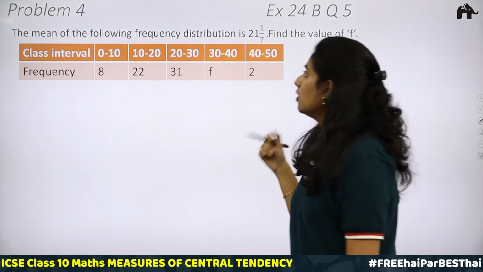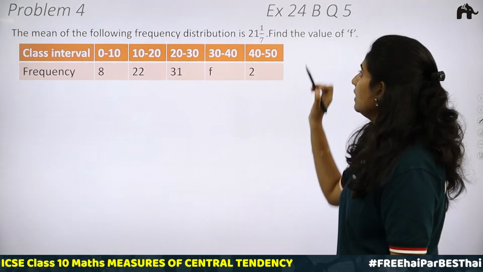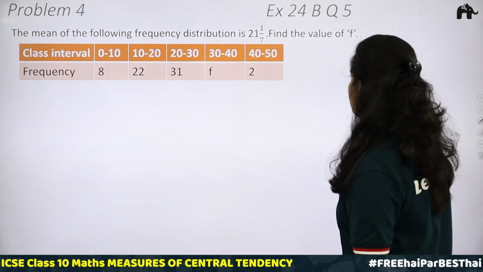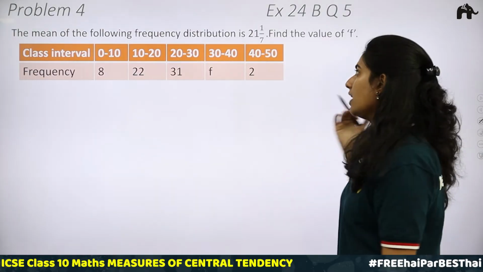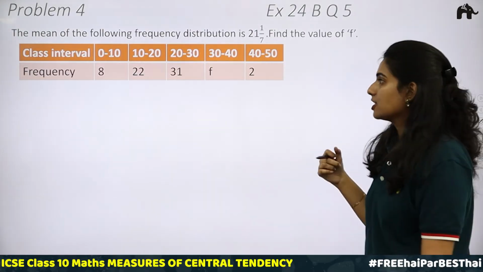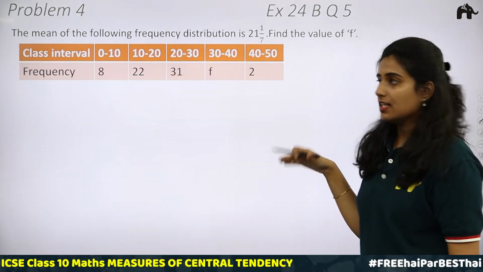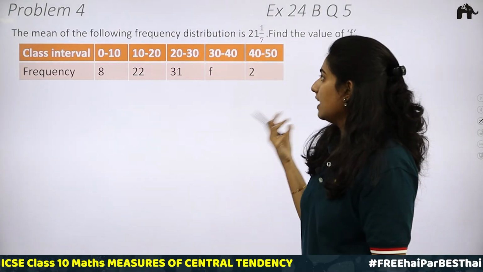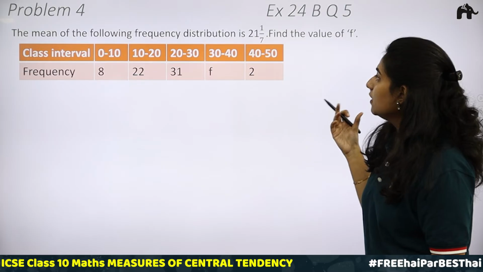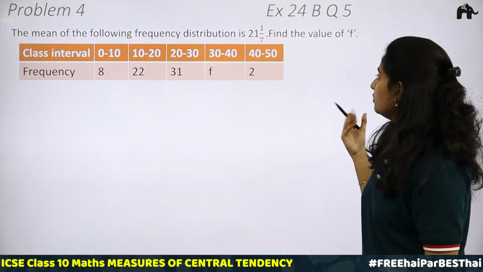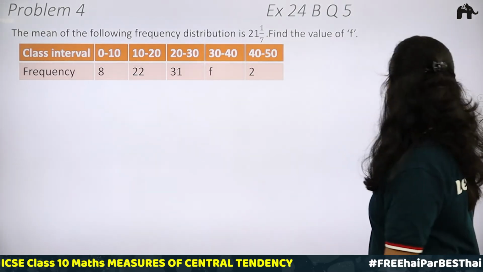The mean of the following frequency distribution is 21 1 by 7. Find the value of f. So, the mean is given in a mixed fraction form. We have to convert it into improper fraction. Class intervals and frequencies are given. 0 to 10, it is 8. 10 to 20, 22. 20 to 30, 31. 30 to 40, f. And 40 to 50, 2. Okay, so let's construct the table.